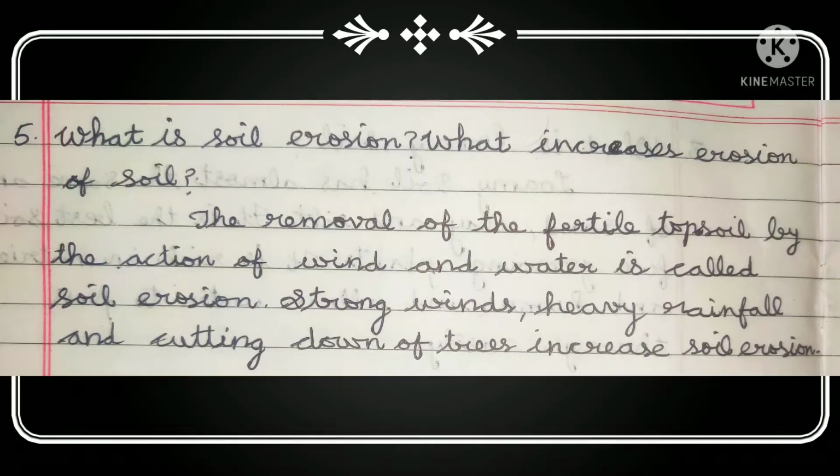Fifth, what is soil erosion? What increases erosion of soil? The removal of the fertile topsoil by the action of wind and water is called soil erosion. Strong winds, heavy rainfall, and cutting down of trees increase soil erosion.